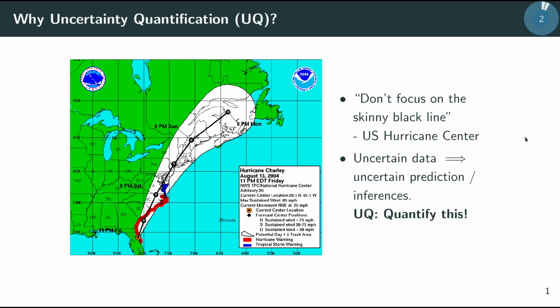First of all, why do we want to do uncertainty quantification of simulation codes? So think about hurricane simulations. The US National Hurricane Center tells people not to focus on the skinny black line because that's just the most likely path the hurricane is going to take given current best data. In fact, given current best knowledge, the hurricane could take any path within this wide cone.